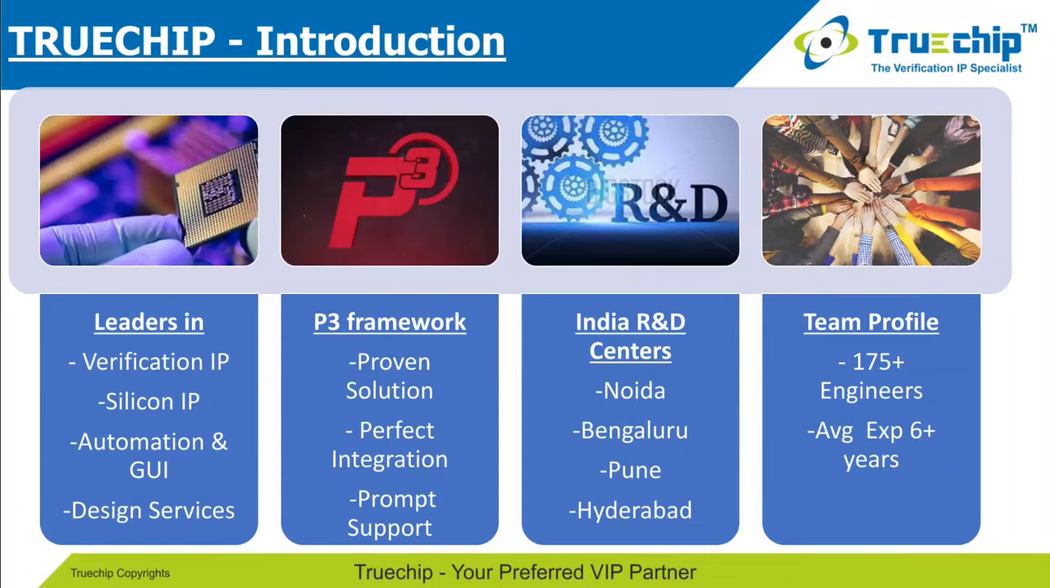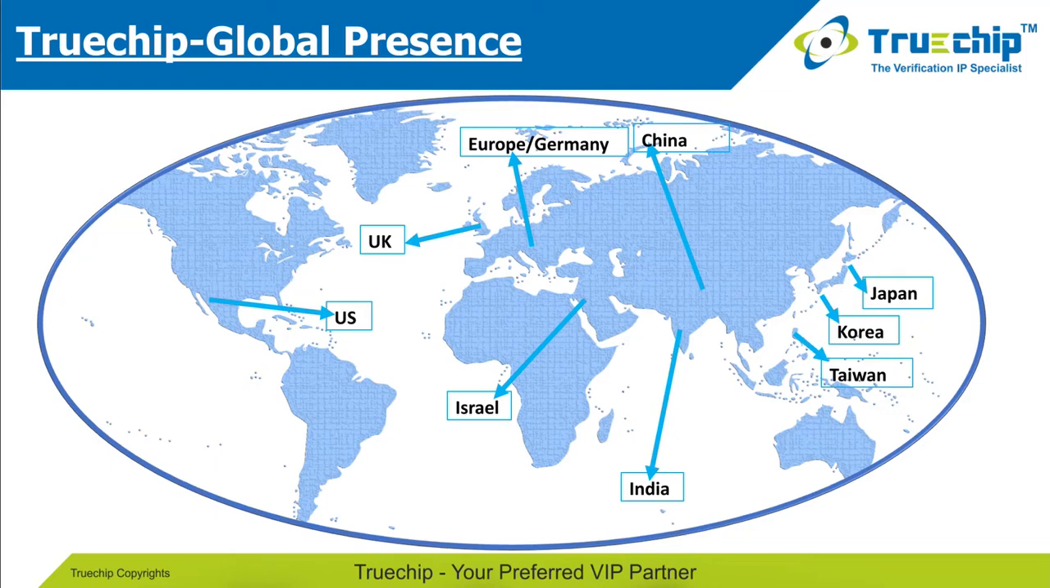Truechip introduction. We are a leading provider of verification IP, silicon IP, automation and GUI, and design services. We work in the P3 framework: proven solution, perfect integration and prompt support. In India, we have R&D centers in Noida, Bangalore, Pune and Hyderabad. We are a team of 175 plus engineers, and the average experience of our engineers is 6 plus years. We have global clients in the US, UK, Europe, China, Japan, Korea, Taiwan, India and Israel.